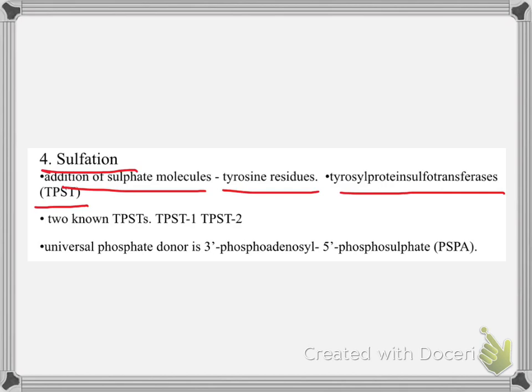There are two types of TPSTs: TPST1 and TPST2. And the universal sulfate donor is 3-phosphoadenosine 5-phosphosulfate, PAPS.